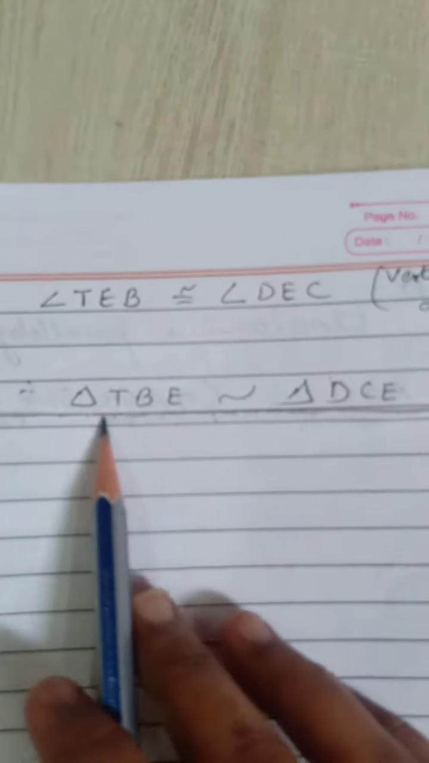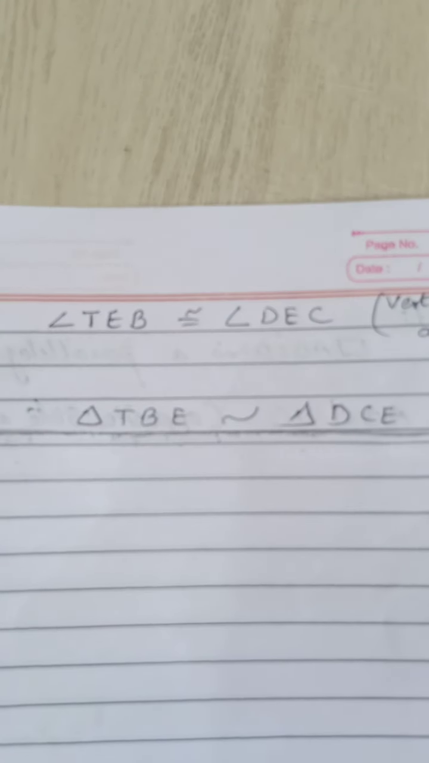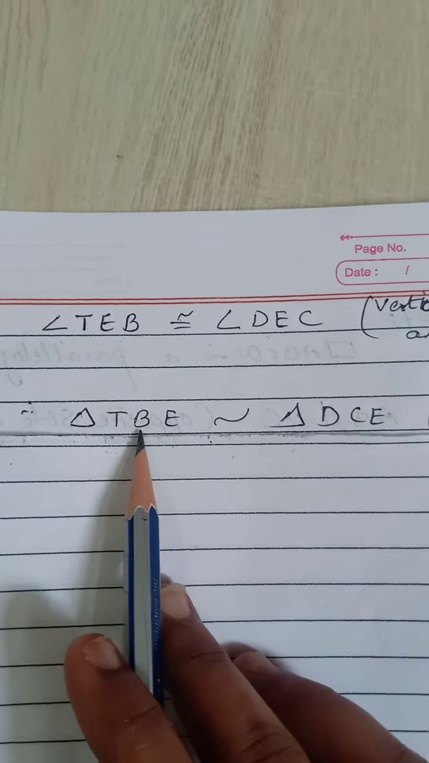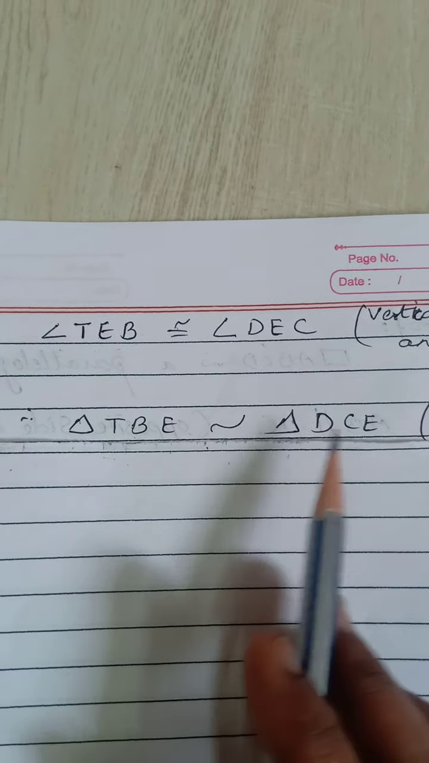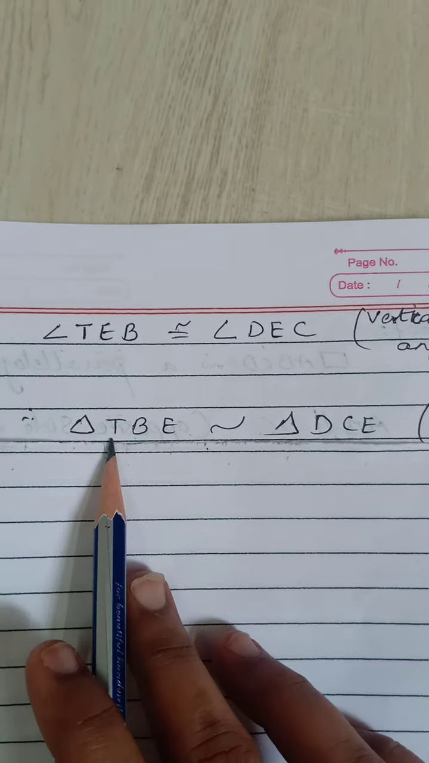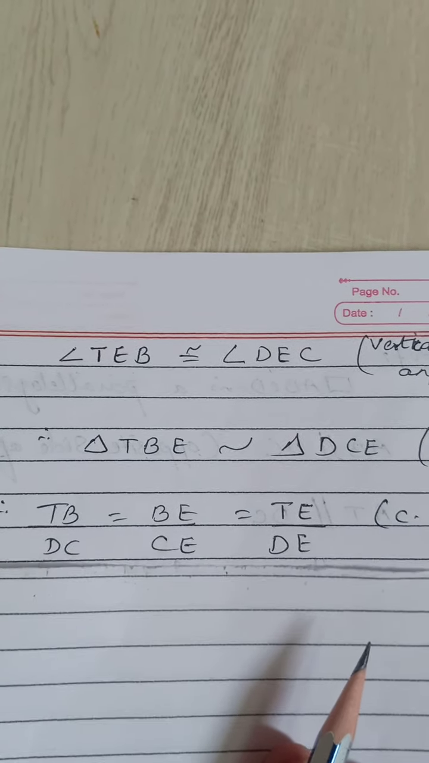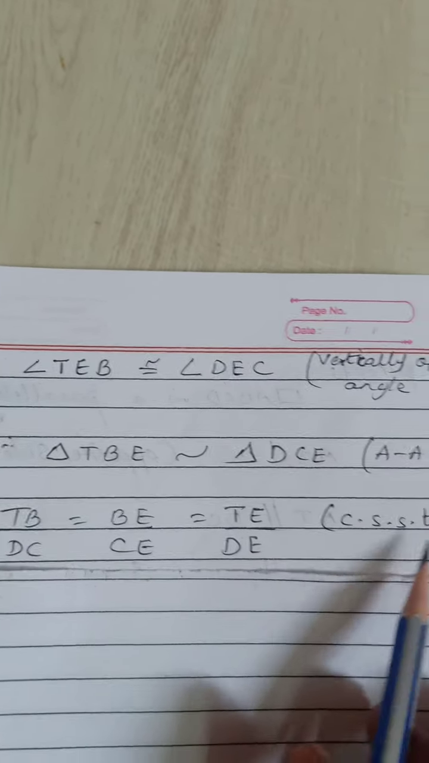After getting the two triangles similar, we have to take the corresponding sides. So what are the corresponding sides now? That is TB upon DC will be equal to BE upon CE will be equal to TE upon DE. So now we will take the corresponding sides of similar triangles.